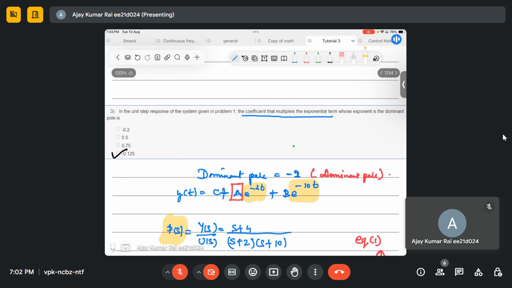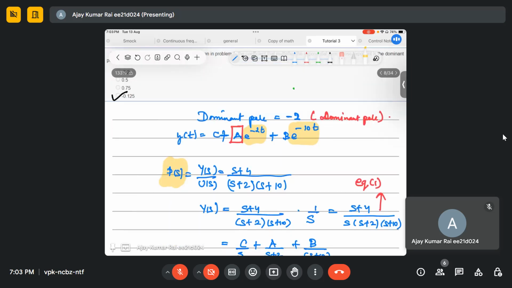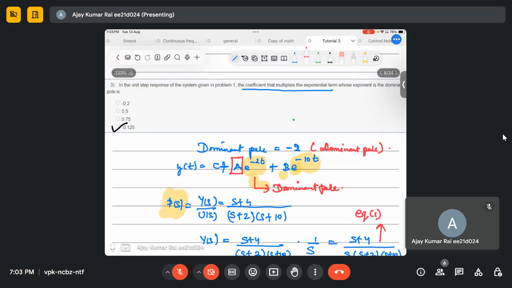We have to find the coefficient that multiplies the exponential term whose exponent is the dominant pole. Whose exponent is the dominant pole? This one. So these are two exponent poles, and this is the exponent of the dominant pole. In question one, we found s equal to minus 2 as the dominant pole, and its exponent is e raised to power minus 2t. In this question, we have to find the coefficient of that, which is a.